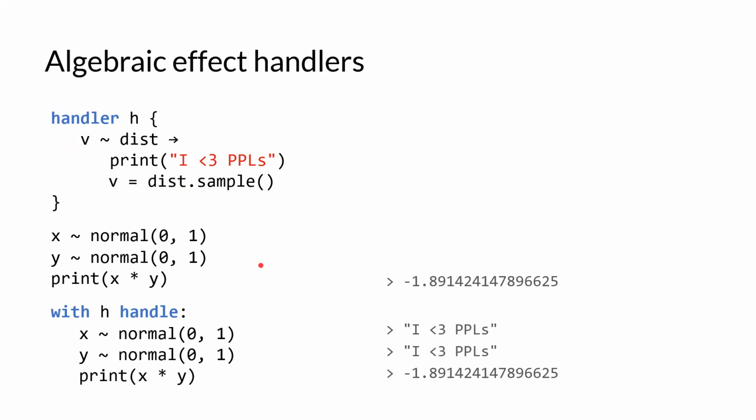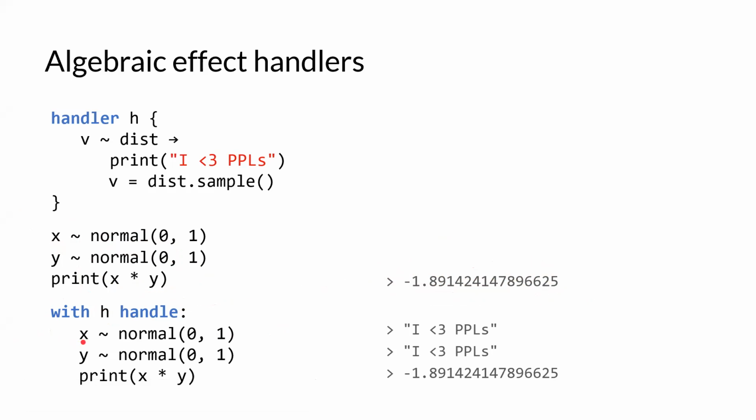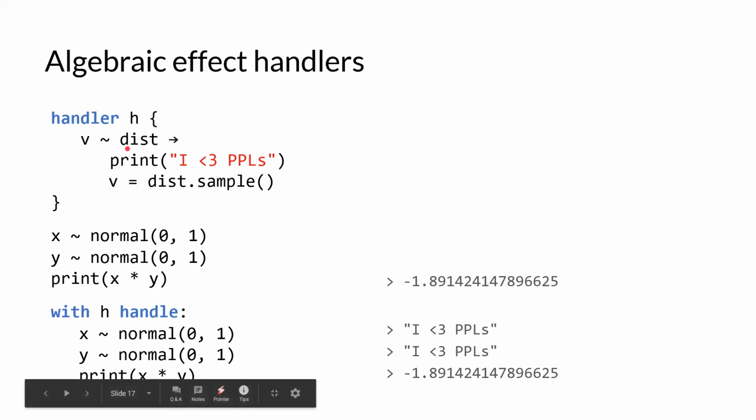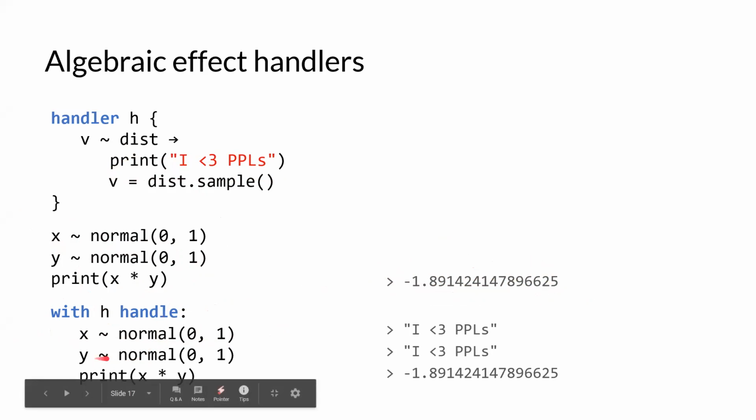And we see again, as with the previous slide, that if we execute this program without a handler, this is just the product of two random samples from a normal distribution. While if we execute it inside of a handler, what happens is, you reach X sample normal(0, 1), we go here, we print I love PPLs, and then we bind X to a sample from normal(0, 1). And then we do the same with Y, and then we print their product. So we're going to get I love PPLs, I love PPLs, and only then the result that originally we printed.